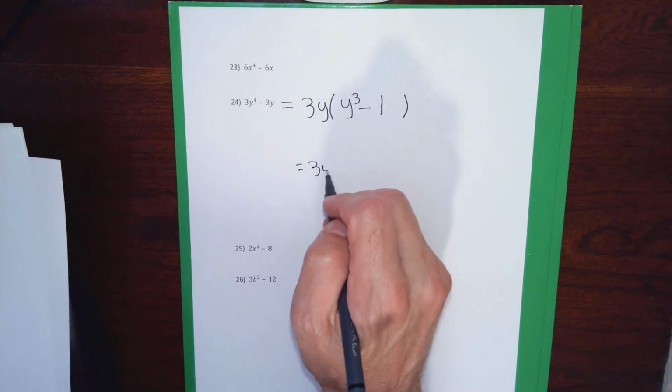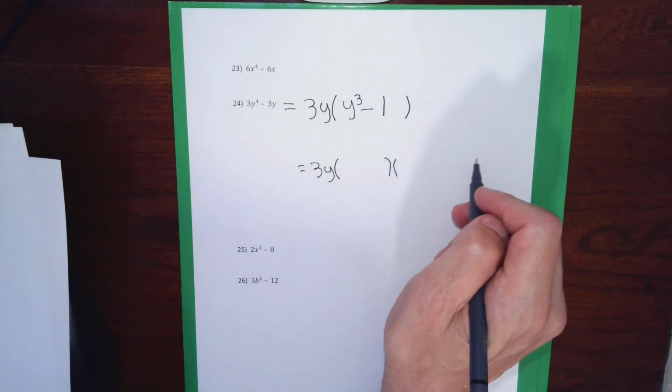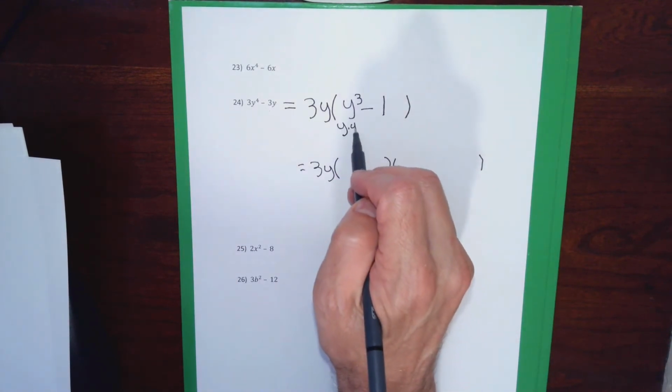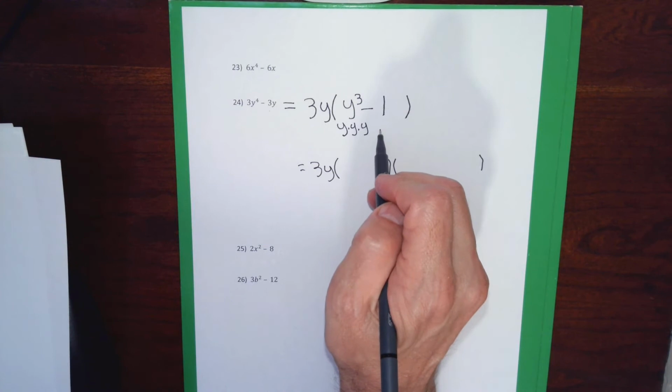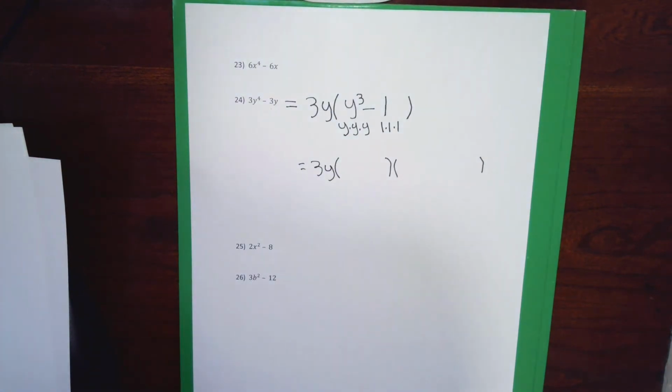In fact, I know it's a cube problem, but I only can confirm it's a cube problem if for each term I can write it as something times itself 3 times. Y cubed is y times y times y, and 1 is 1 times 1 times 1. So I'm able to write it as a product of 3 identical factors, so it is a cube problem.